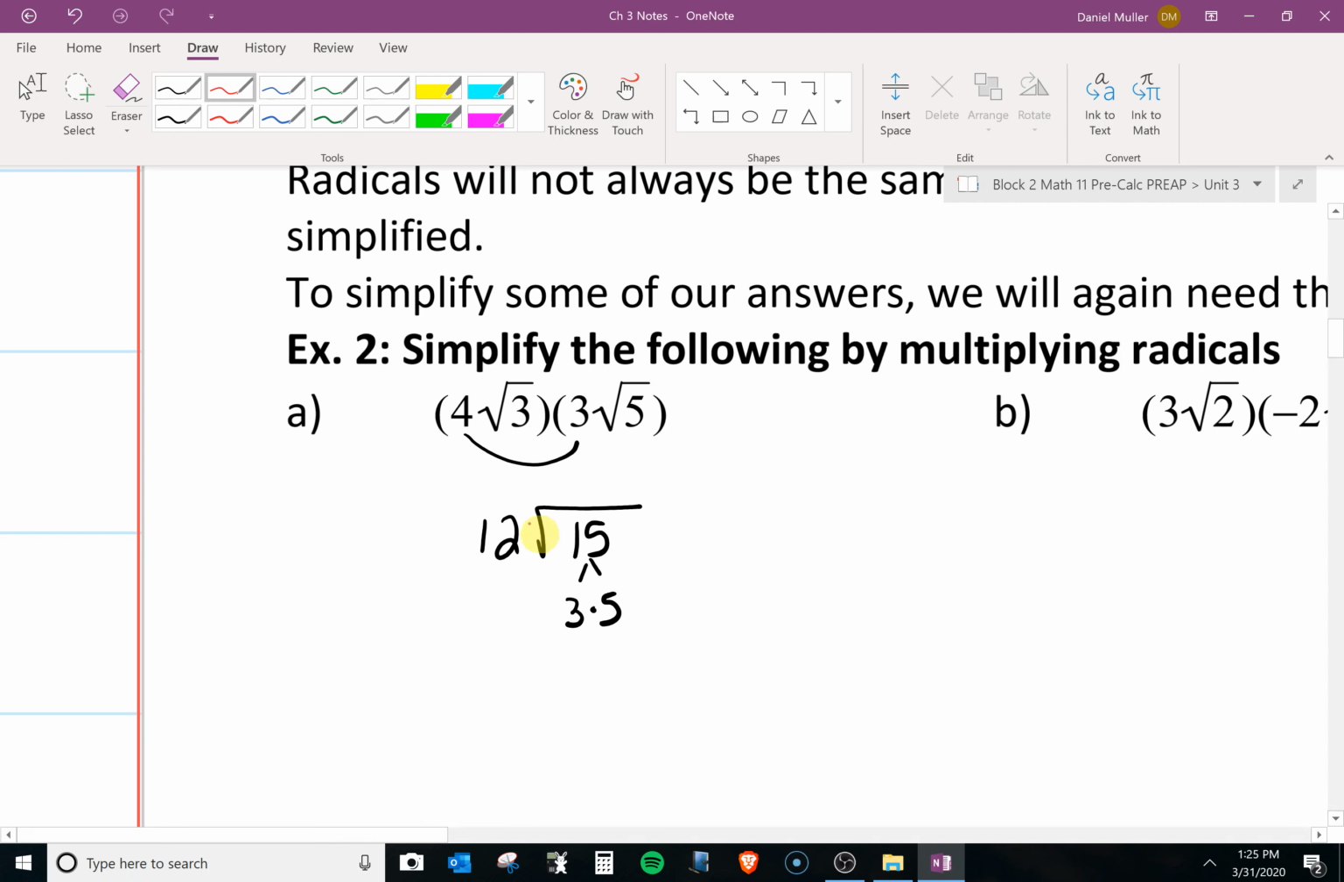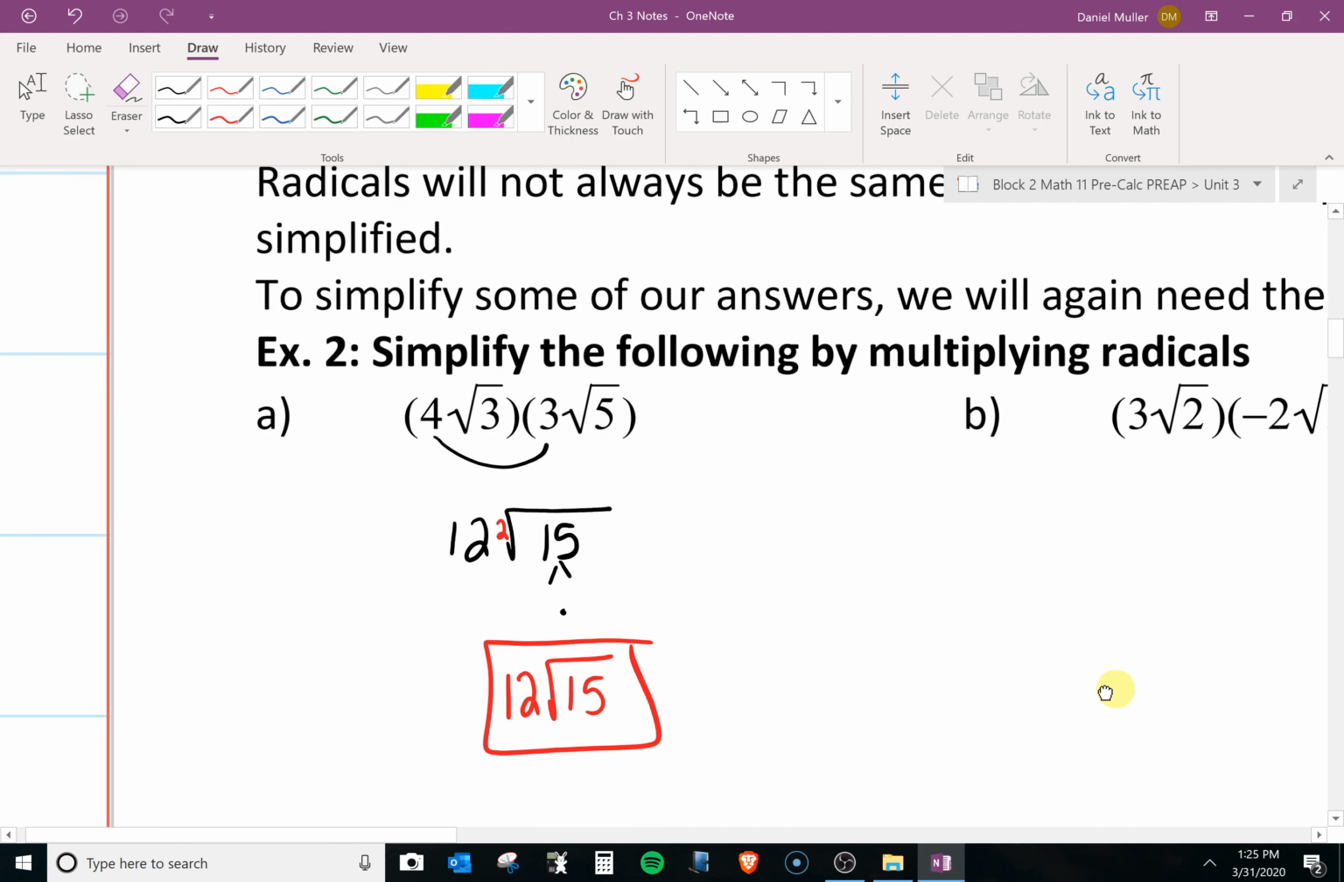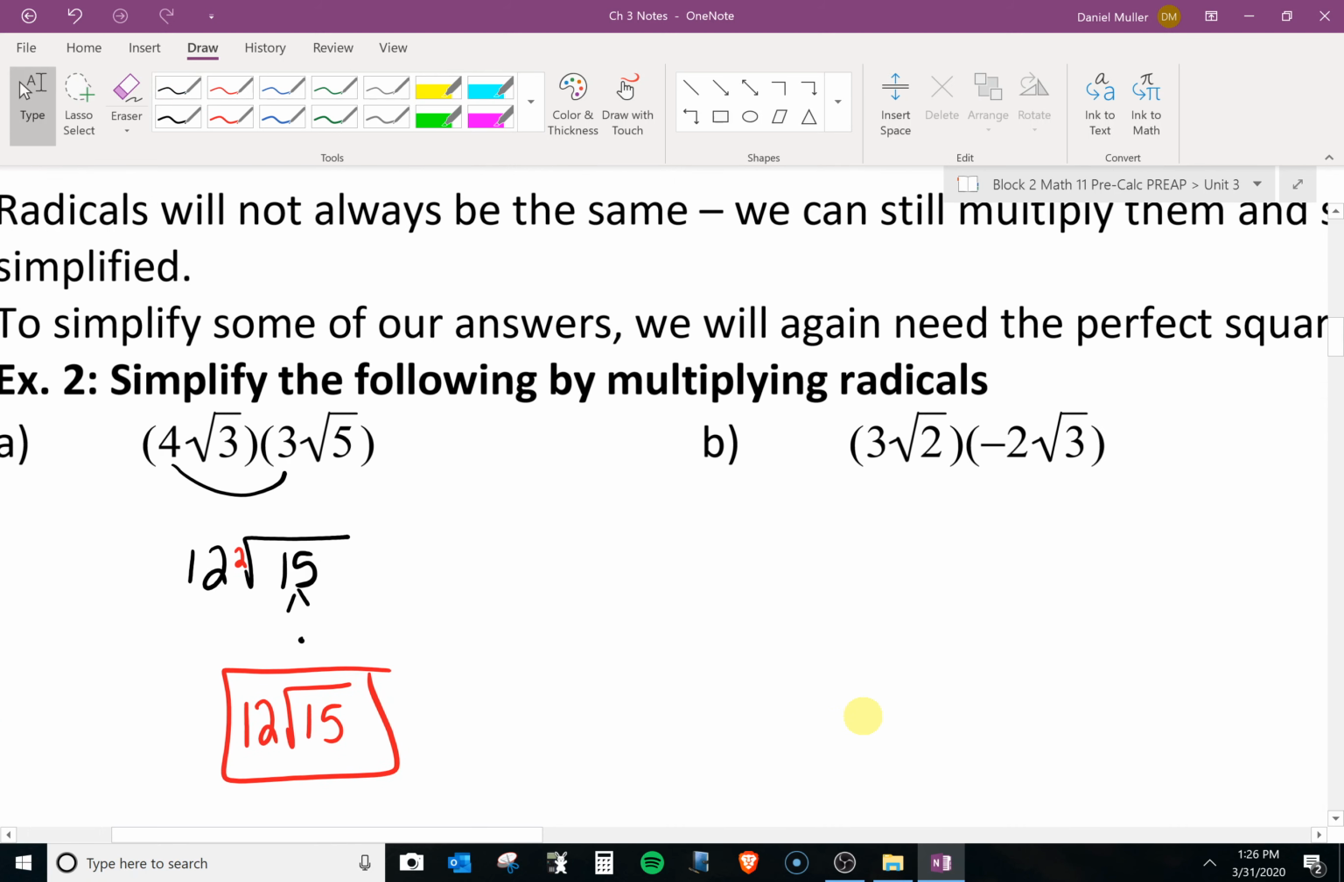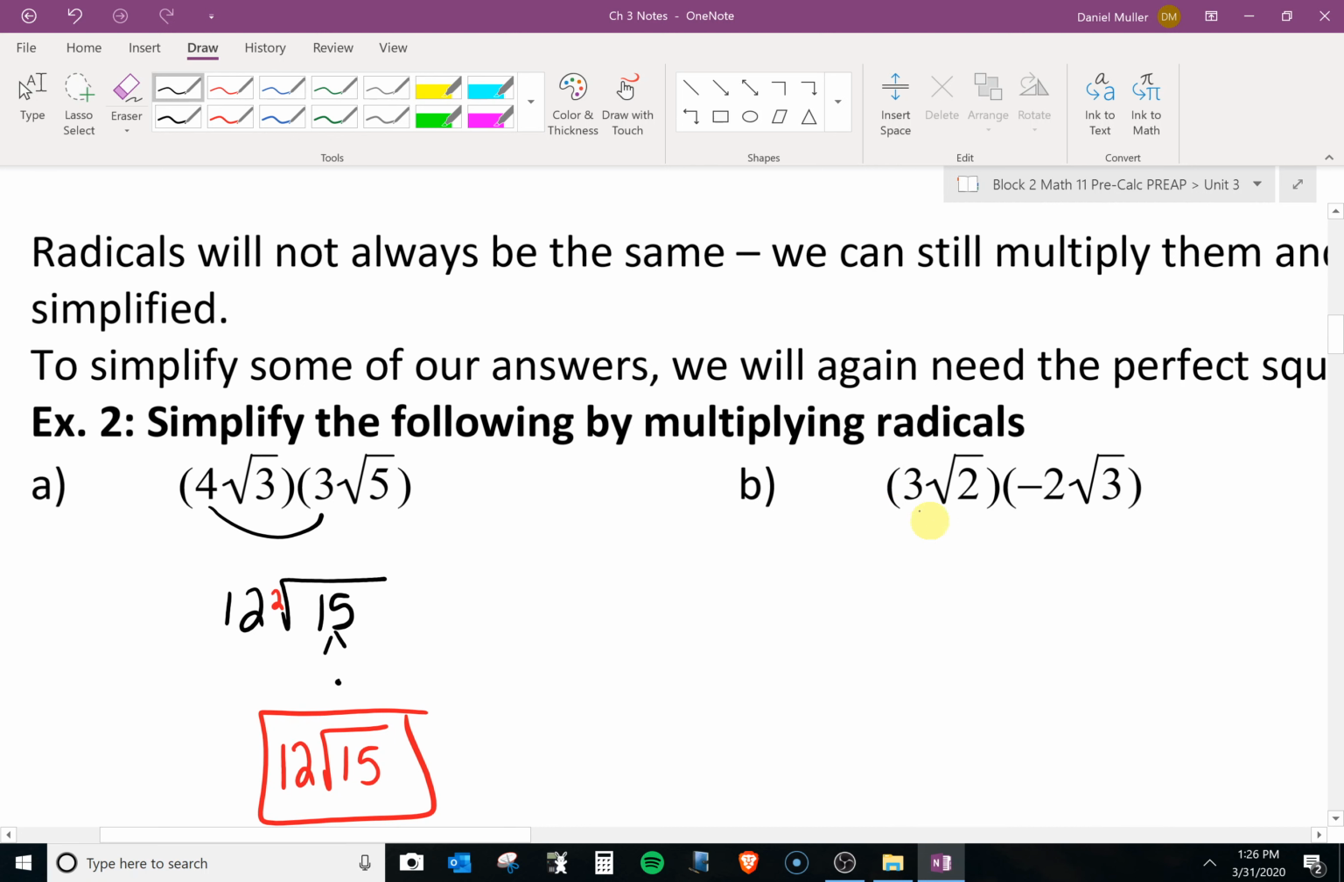Remember that this is a square root, so we are looking for pairs. I don't have a pair. There's nothing for me to do, meaning this answer just stays 12 square root 15. There's nothing else we can do to it. Sometimes we can, and we'll see if there's an example of that here.